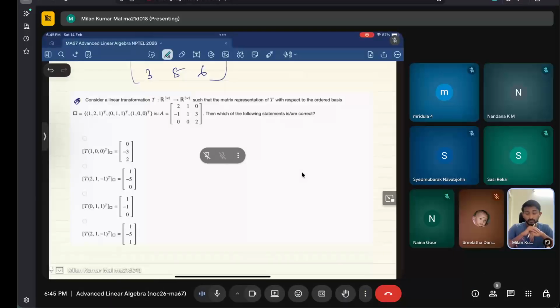Consider a linear transformation T from R3 to R3 such that the matrix representation of T with respect to the ordered basis, this is A, is equal to this. Then which of the following statements is or are correct? Linear transformation T such that the matrix representation of T with respect to the ordered basis, this is A.